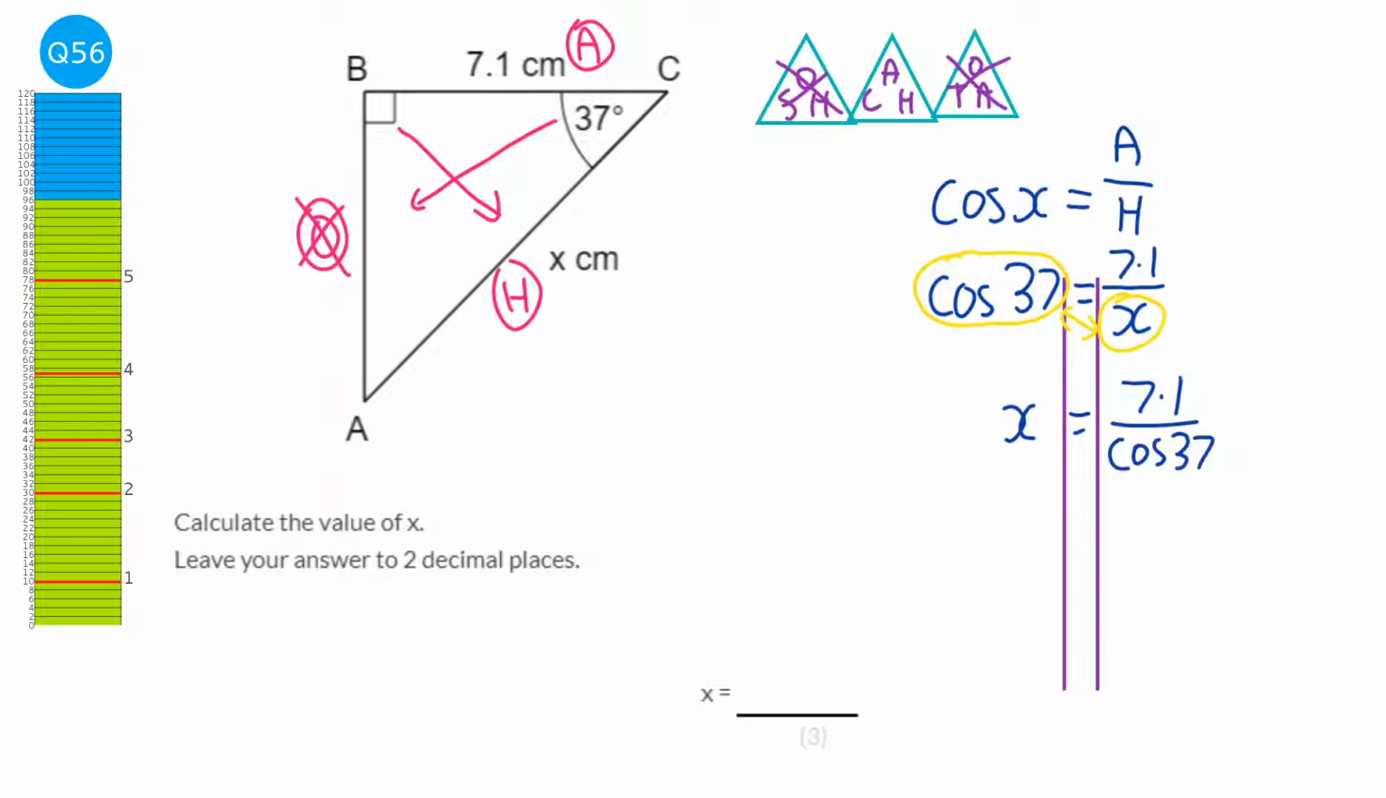When you type that into your calculator, just make sure you close the bracket. If when you type in cos it opens a bracket, make sure you close the bracket before you ask your calculator for the answer, or press the equals button, and that would be 8.890 and so on. And when you round that to two decimal places, it will be 8.89.